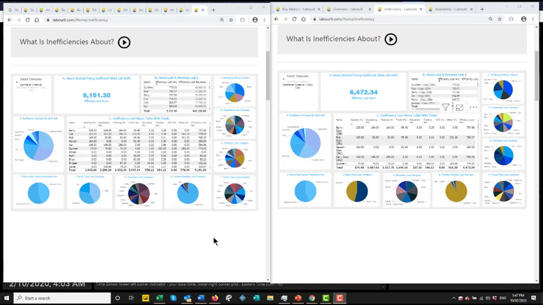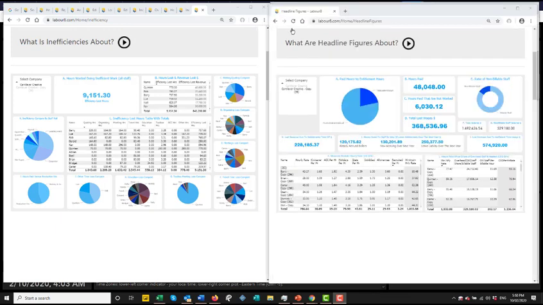Now I want to compare the inefficiency reports. Unlike entitlements where staff are not at work and still getting paid, inefficiency means that they are actually at work but not doing work that is productive. So on the right hand side here, I've opened up headline figures again.